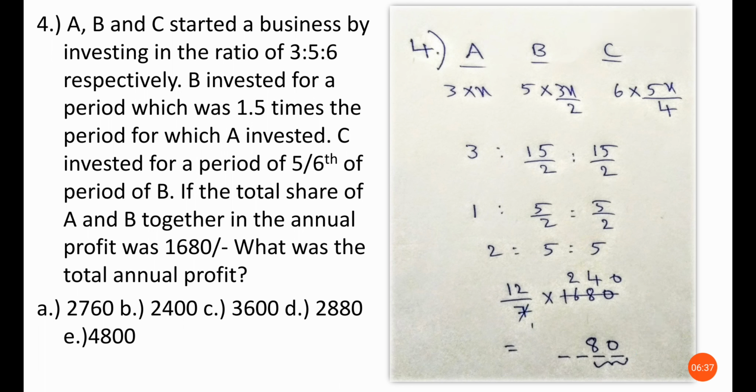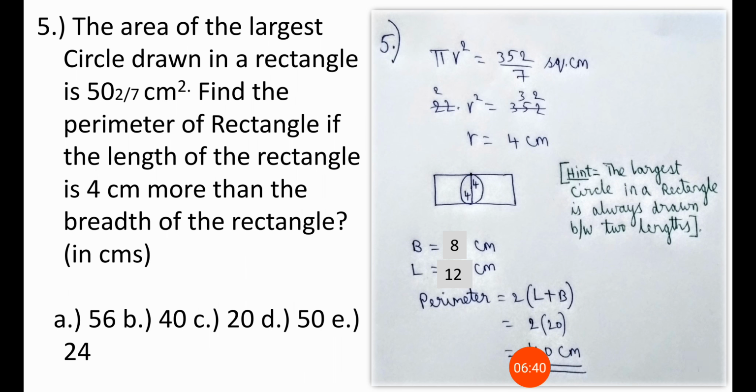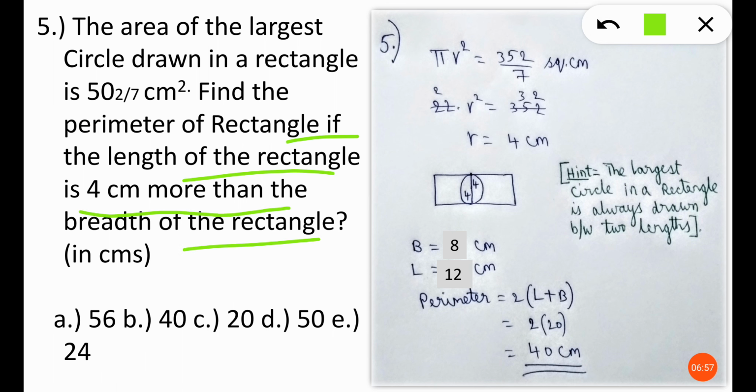Fifth question. The area of the largest circle drawn in a rectangle is 52 by 7 square centimeters. This is the mixed fraction, 52 by 7. So 50 into 7 is 350, 352 by 7 square centimeters. Find the perimeter of the rectangle if the length of the rectangle is 4 centimeters more than the breadth. It is a well-known fact that the biggest circle drawn in a rectangle is drawn between the two lengths of the rectangle, as shown in the figure. The largest circle in a rectangle is always drawn between the two lengths.